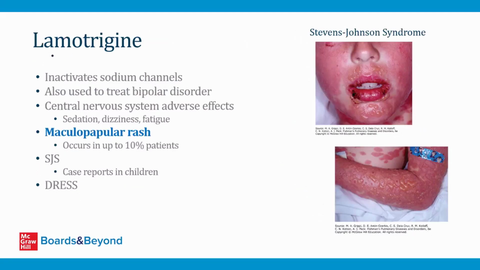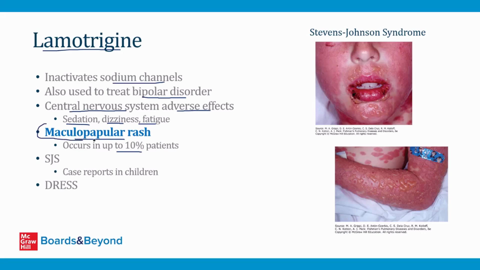Okay, our next anticonvulsant drug is lamotrigine. This drug inactivates sodium channels, and besides being used to treat seizure disorders, it's also often used to treat bipolar disorder. It has many of the typical central nervous system adverse effects associated with anti-seizure drugs, things like sedation, dizziness, and fatigue. It also has a special skin effect, which is that in up to 10% of patients in some series, it causes a maculopapular rash.